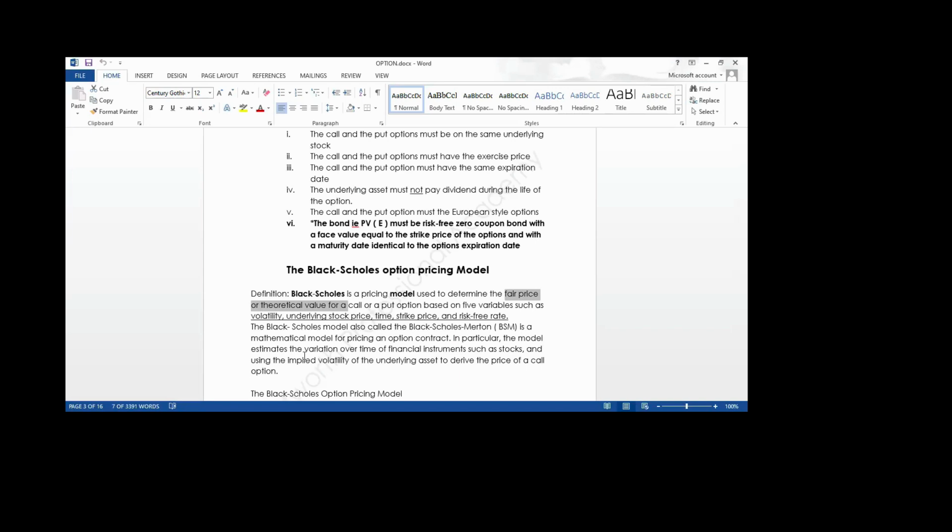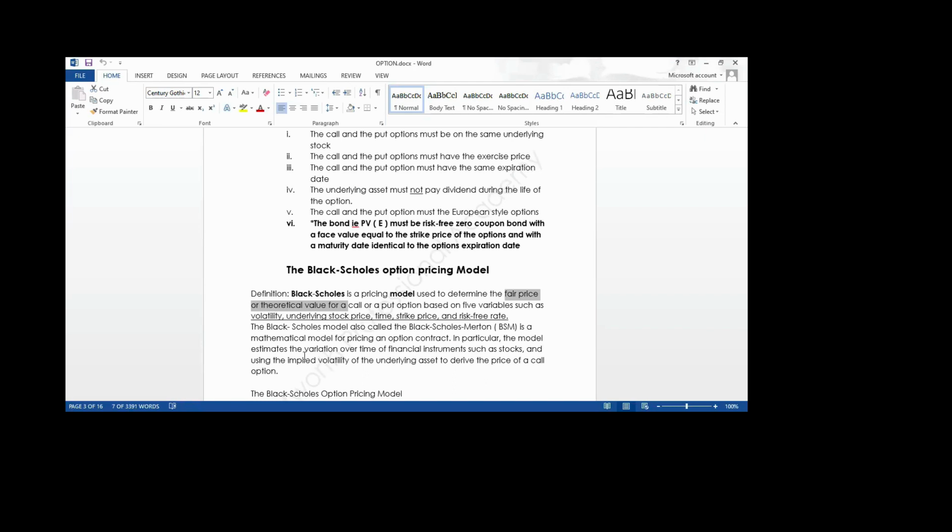Now, the Black-Scholes option pricing model is a mathematical model that can be used to determine the fair price or the theoretical value of a call or a put option based on 5 variables. What are these variables? 1, underlying asset price, that is the underlying stock price. 2, exercise price. 3, time to maturity. 4, the risk-free rate. And 5, volatility. At any point in time you want to determine the value of a call or a put, these 5 variables must be in place.